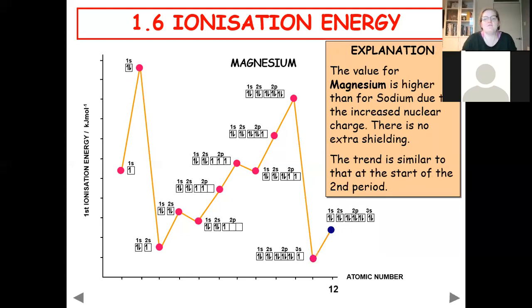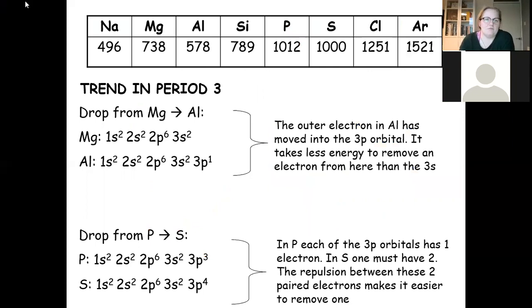Then we have magnesium. The value for magnesium is higher than for sodium due to the increased nuclear charge. We don't have any extra shielding because we're just still filling the 3s orbital. And the trend at this point is very similar to that at the start of the second period. So we now go through into the next period, and the trends are going to follow very similarly. The ionisation energies might be different, but they are going to follow a very similar trend. So if we have a look at this, these are our trends in period 3. So we've got sodium, magnesium, aluminium, silicon, phosphorus, sulfur, chlorine, and argon.